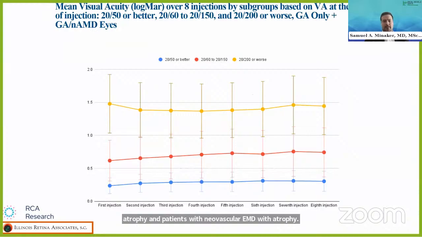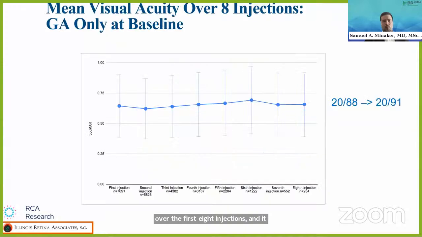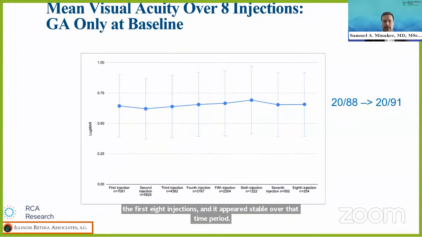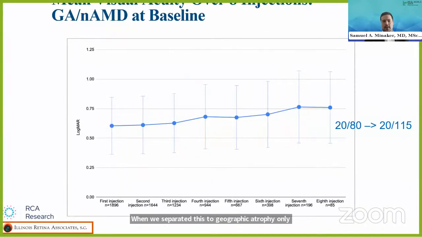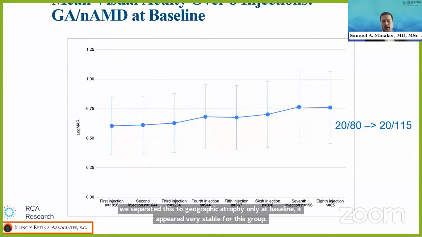We then subdivided this based on initial visual acuity, with patients in blue 20/50 or better, and then in orange 20/60 to 20/150, and then yellow 20/200 or worse over the first 8 injections, and it appeared stable over that time period. When we separated this to geographic atrophy only at baseline, it appeared very stable for this group. But there was a slight trend in patients with wet macular degeneration and atrophy to worsen over those 8 injections, although this was not statistically significant.